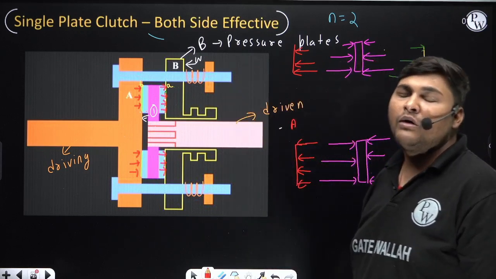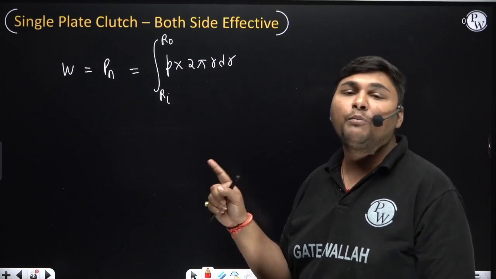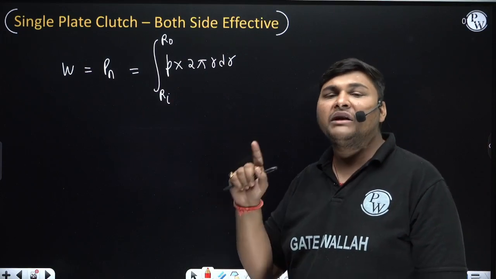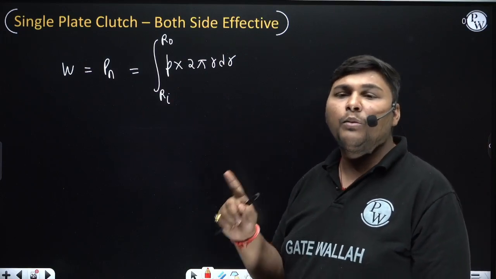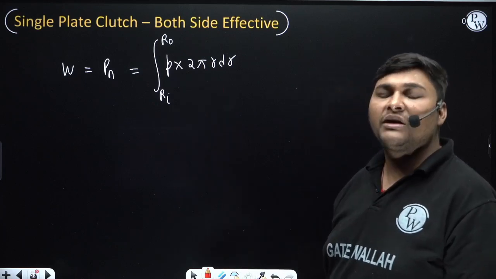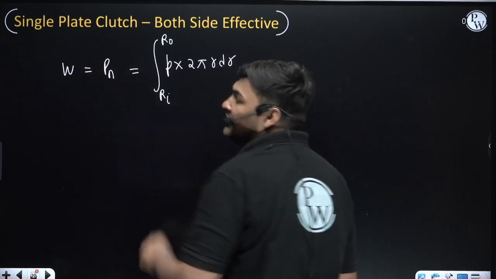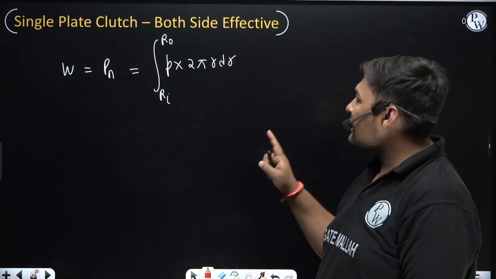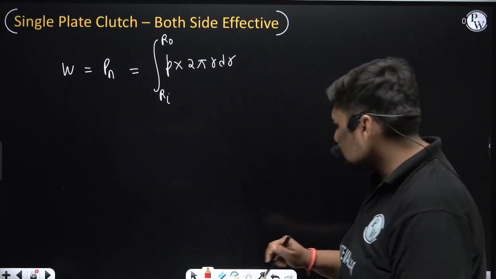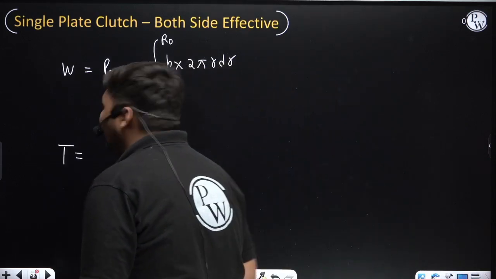So here the expression of W will not depend upon the number of pairs of contacting surfaces. Whether the number of pairs of contacting surfaces is 1 or 2, the expression of spring force, that is W, will remain the same, and that will be equal to the total pressure force on each friction lining, and in terms of integration it is the integral from Ri to R naught of P into 2 pi R dr. But here changes will come in the expression of torque, and it is very easy.